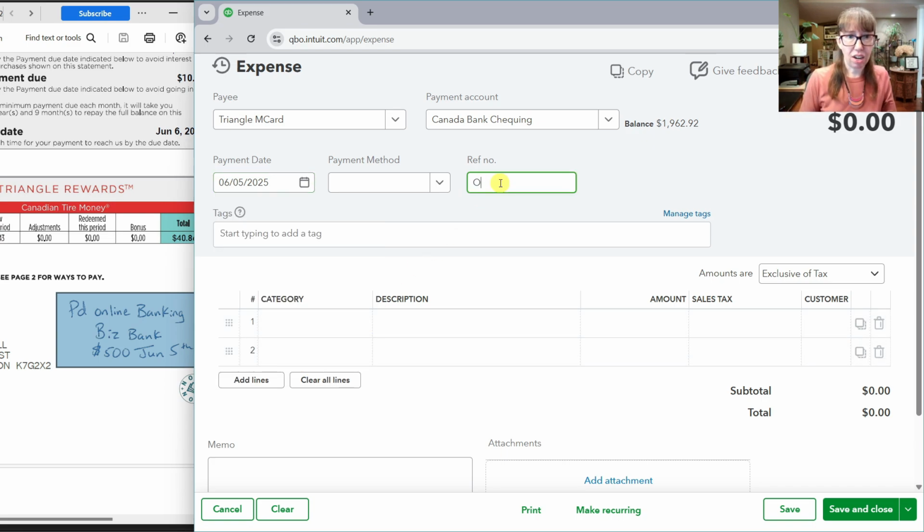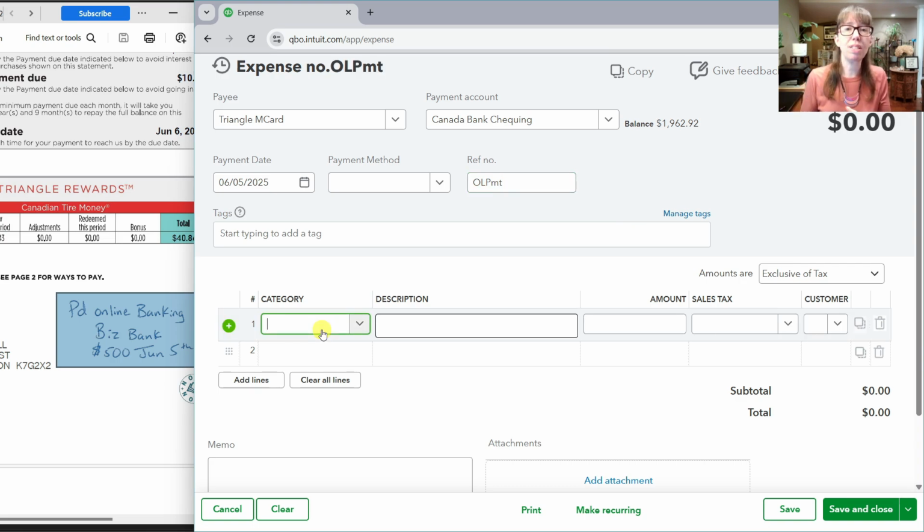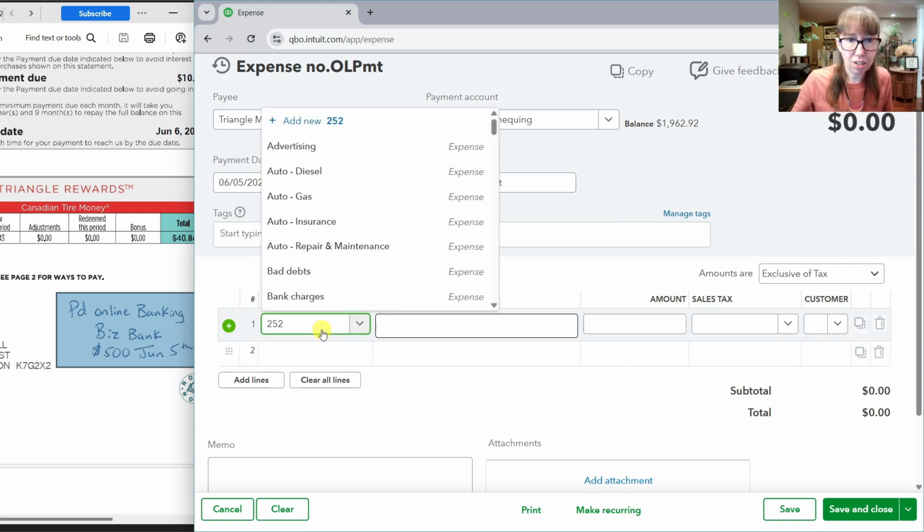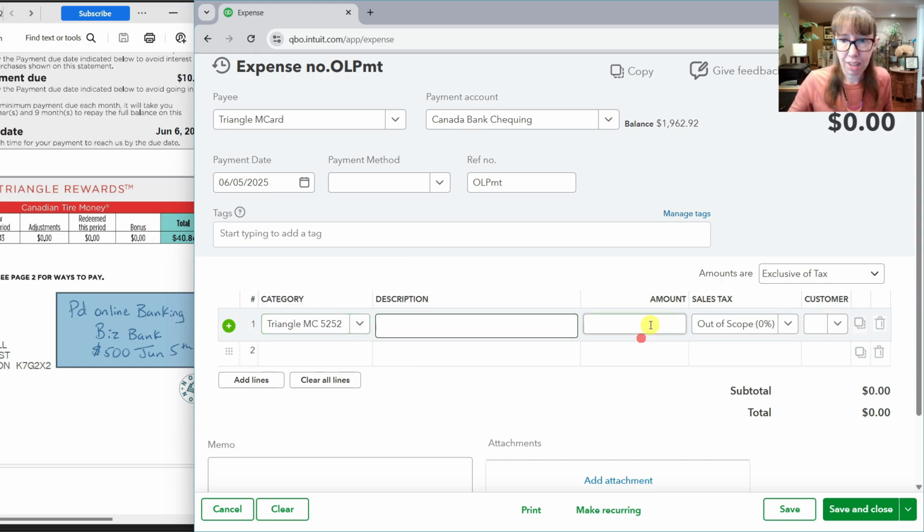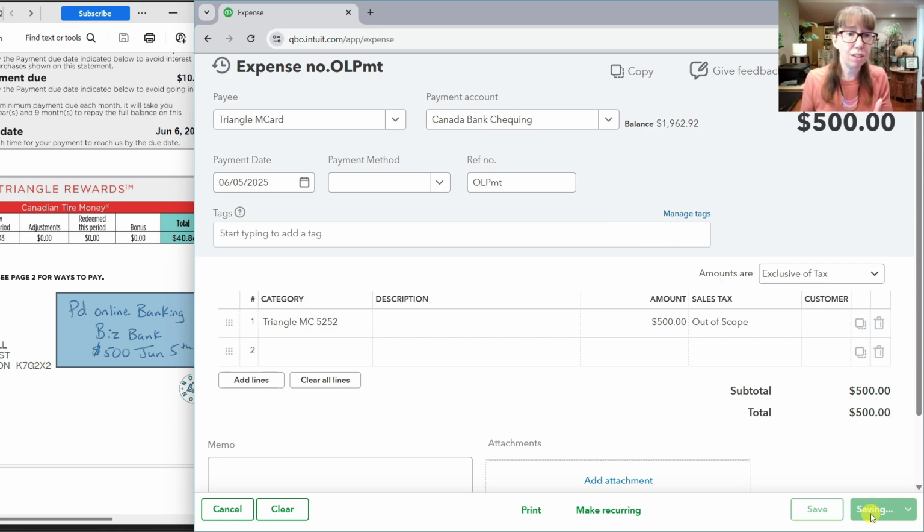And I'm just going to say online payments. That's how I do online payments. And then the category, where is the money going? What are we paying? We're paying the Triangle MCard. And we're paying $500, no tax. And we're going to go save and close.